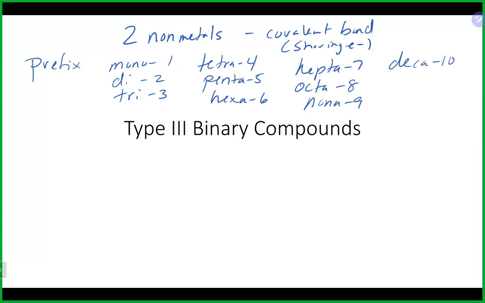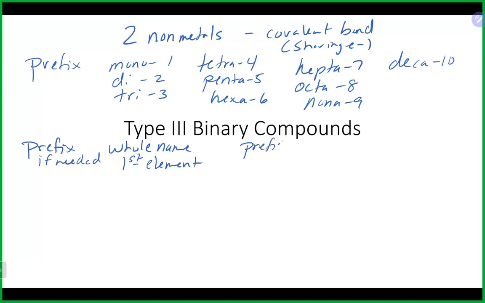So, what do we do with naming these? Here's pretty much the deal. You don't have to worry about anything. Got to pick the right prefix. So, we use a prefix on the first name if necessary, if needed. And we use the whole name of the first element in the formula. And then we use a prefix on the second name. And the second name gets the nonmetal ending with the IDE like we've been doing. So that's basically the way we name this.